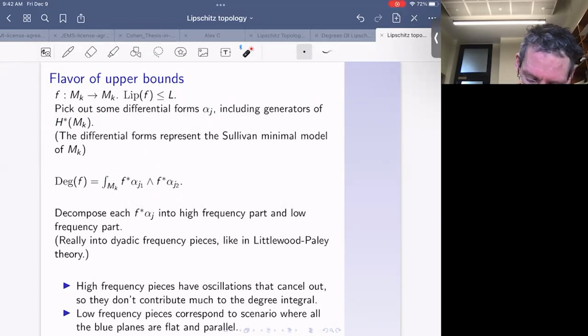So one thing we can do, the classical approach, is we can estimate the norm of each of these forms in terms of the Lipschitz constant. And then we can use that to estimate this integral. And that gives L to the fourth. It's a different proof of the L to the fourth bound. But to do a little bit better than that, we can decompose each of these forms into a high frequency part and a low frequency part. And really, there's not just two frequencies. There's a dyadic range of frequencies, like in Littlewood-Paley theory and harmonic analysis. So the high frequency pieces are good because a high frequency piece is rapidly oscillating. And when you integrate a rapidly oscillating thing, the oscillations cancel out. And so they don't actually affect this integral very much. And the low frequency pieces are good because low frequency differential forms.